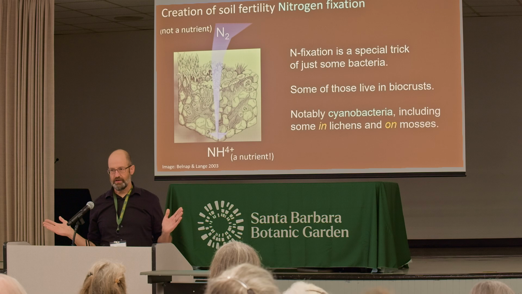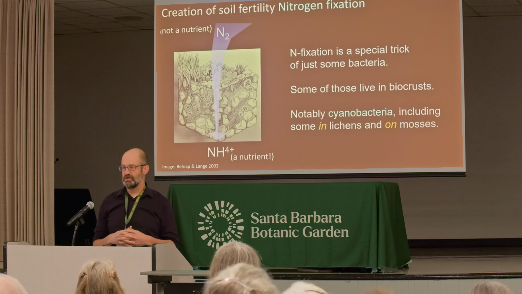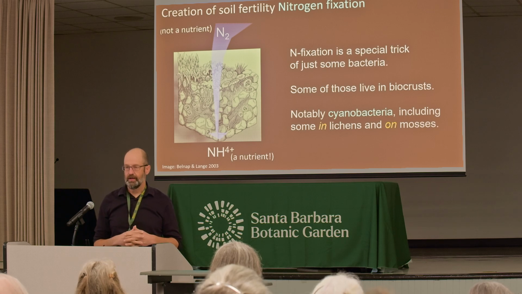So not just any biota can do this. This is a special trick of just some bacteria, and some of those live in biocrusts. The notable contributors really are cyanobacteria. They're not the only ones that do this, but cyanobacteria are major contributors, either free living, off on their own, or some of them are the green partner in the lichens that we heard about from Rike earlier, and some of them are growing actually on the surfaces of mosses too. But most biocrusts around the world are fixing some nitrogen to some degree.